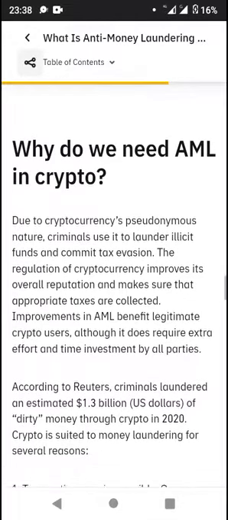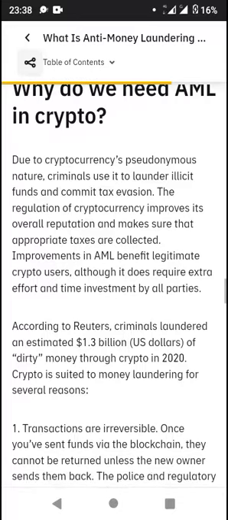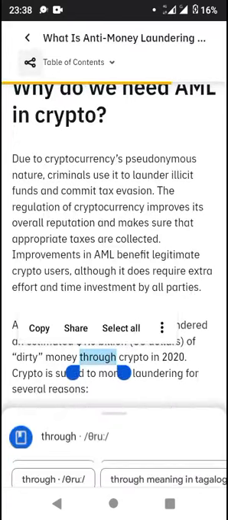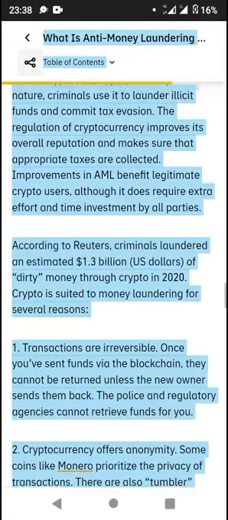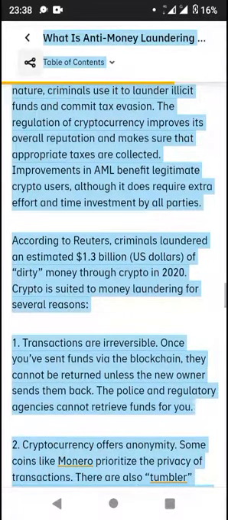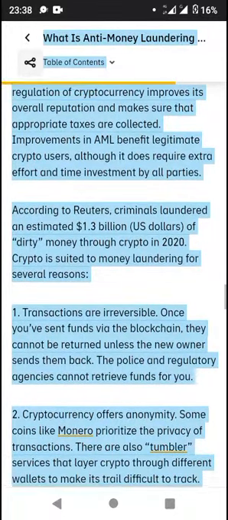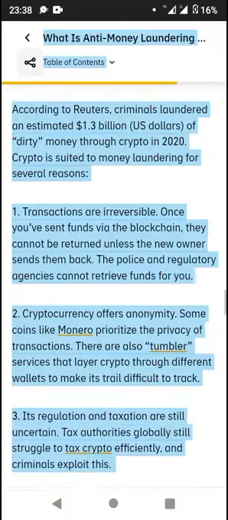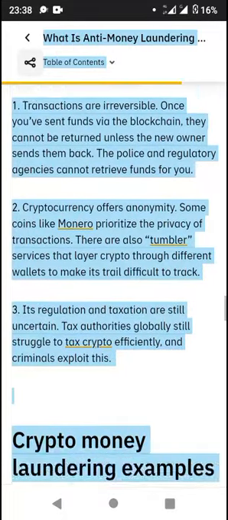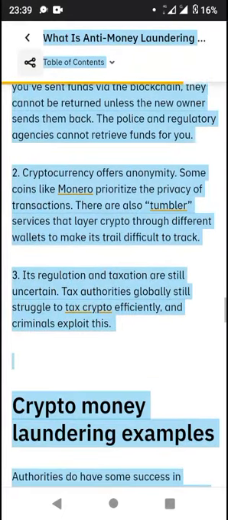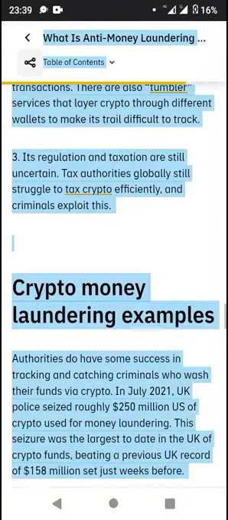Now, the usage of AML in crypto: due to cryptocurrency's pseudonymous nature, criminals use it to launder illicit funds and commit tax evasion. The regulation of cryptocurrency improves its overall reputation and makes sure that the appropriate taxes are collected. Improvements in AML benefit legitimate crypto users, although they require extra effort and time investment by all parties. These are some of the key reasons: transactions are irreversible, and cryptocurrency offers anonymity, resistance to regulation, and more.